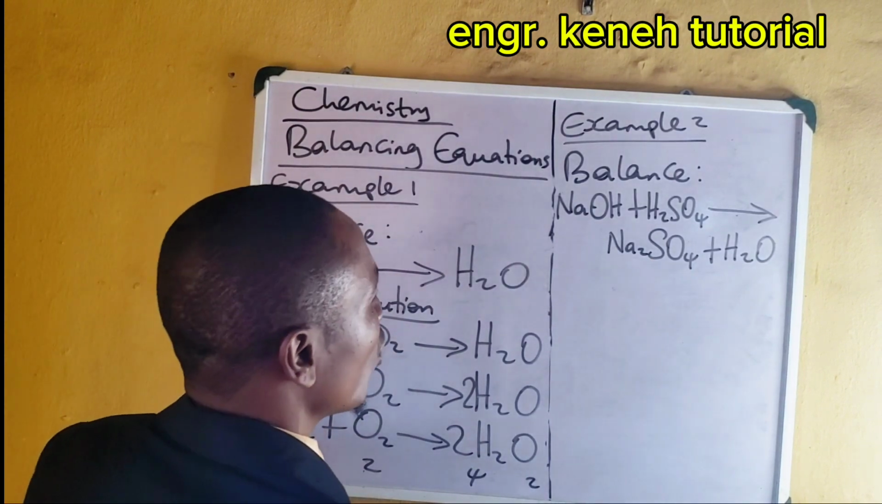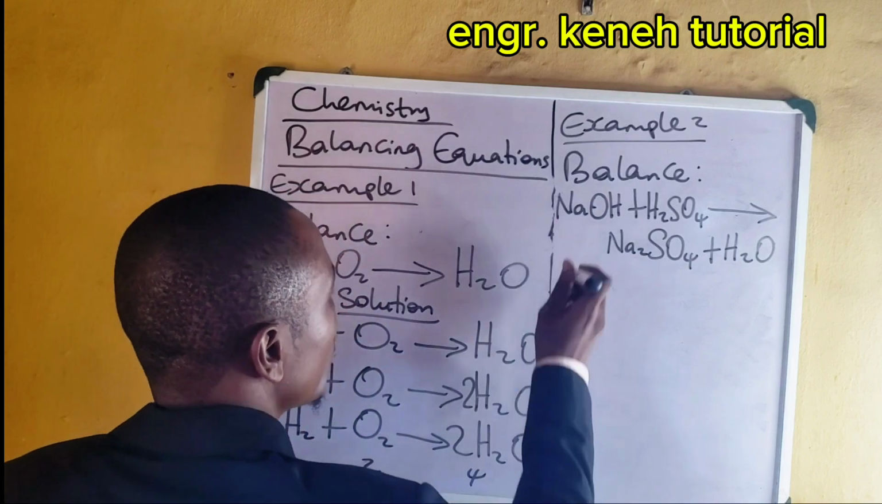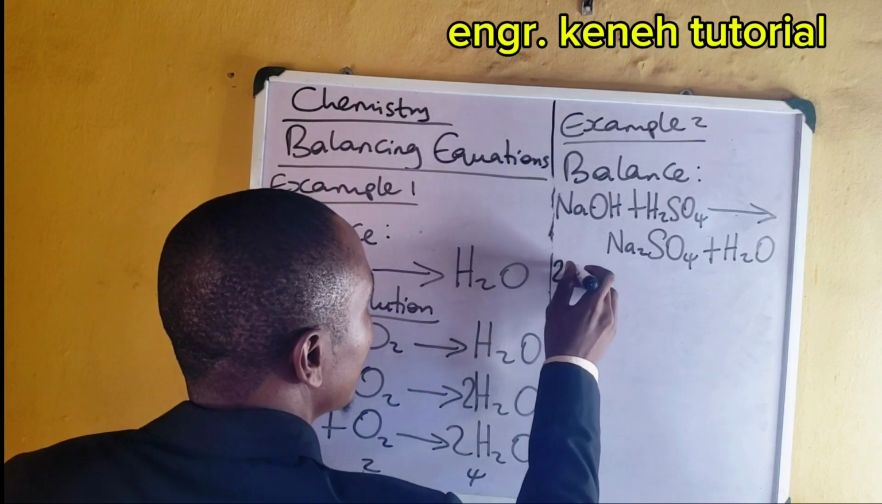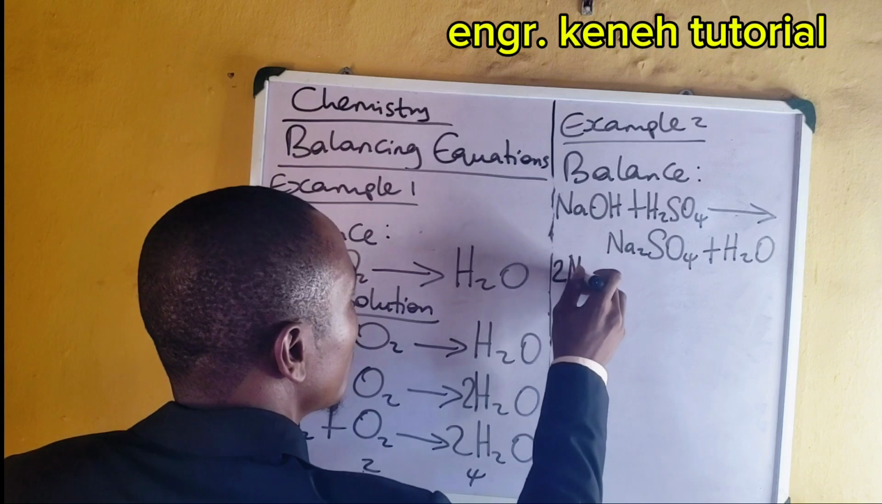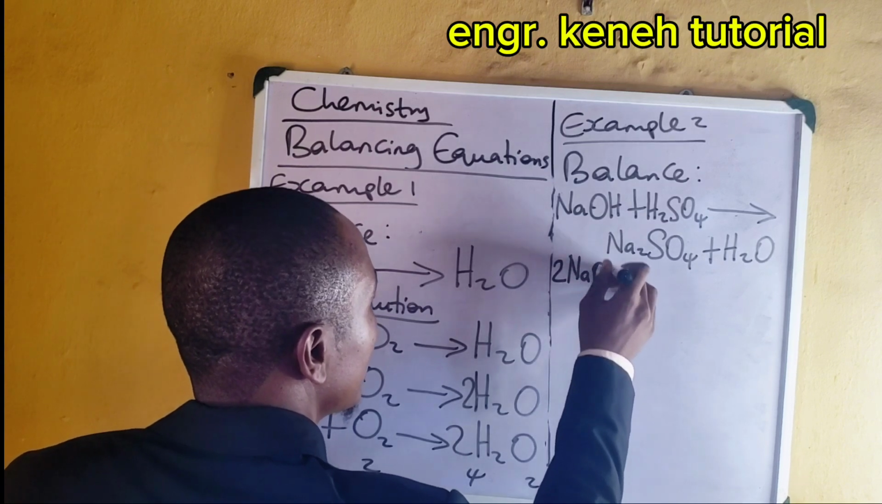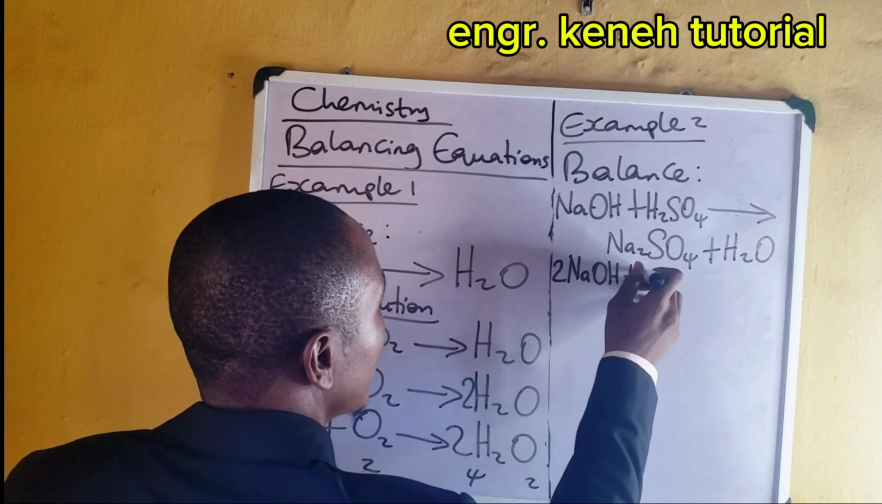Can you see that? So what do we do? We will now put 2 here. So we have something like this. I have 2, put 2 here. Can you see it? All right, plus we have this.